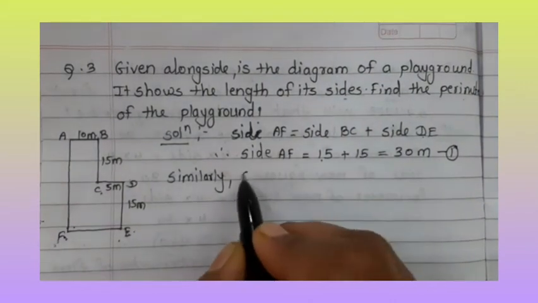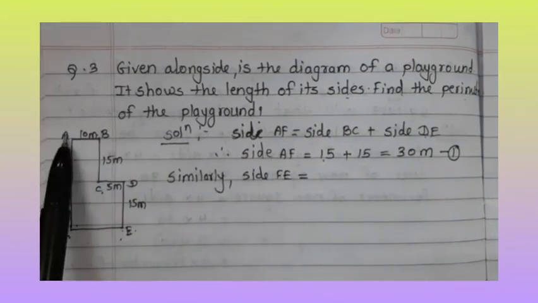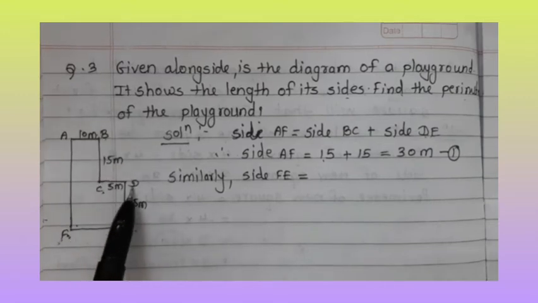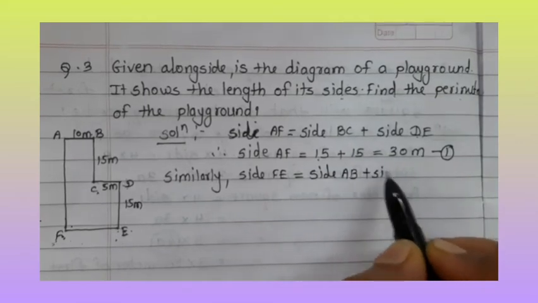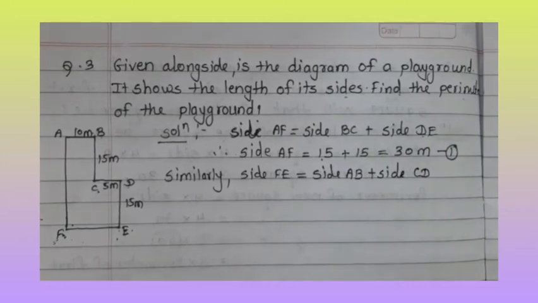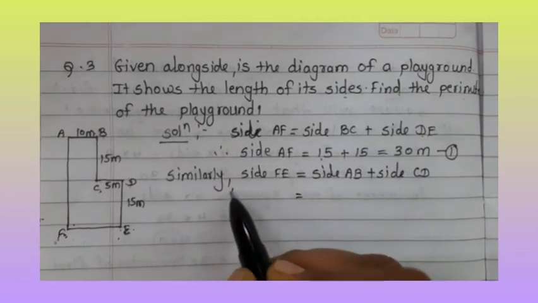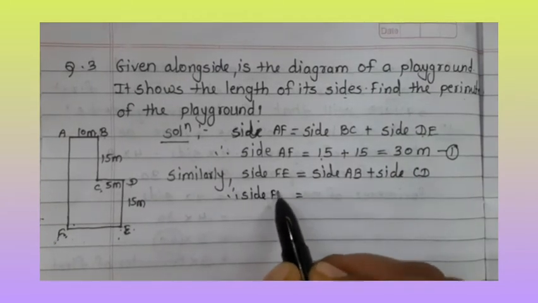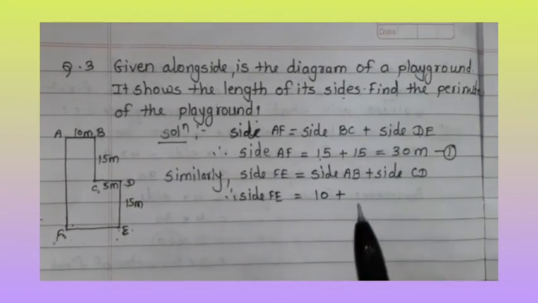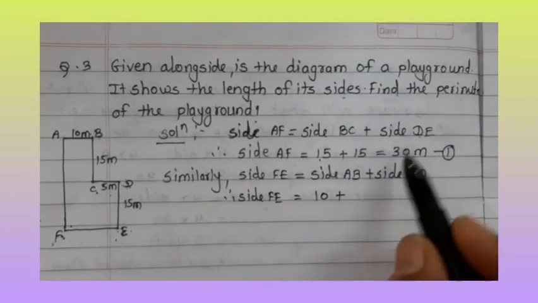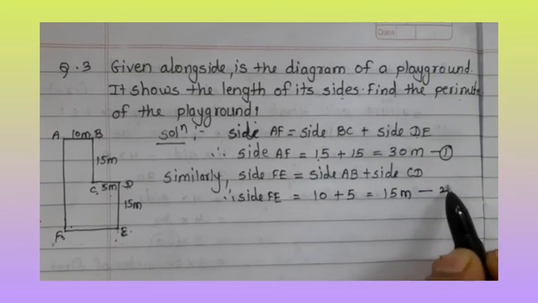Similarly, side FE is equal to, FE is nothing but side AB plus side CD. Now here we don't know the length of FE, so keep as it is. Therefore, side FE is equal to, what is the length of AB? 10 meter. So 10 plus, what is the length of CD? 5 meter. So 10 plus 5, 15 meter. Call this as 2.